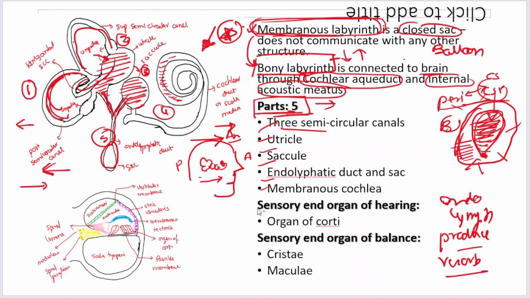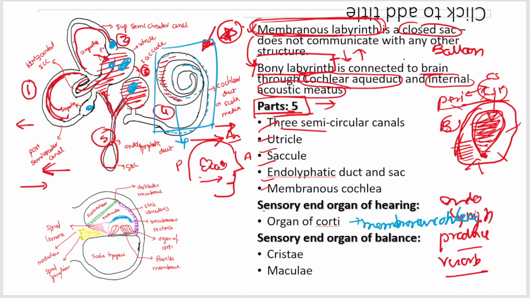Okay, now why is so much importance given to this question? It is because this membranous labyrinth houses, or within it are present, the crista, which are present in the ampullae, and the macula, which is present in the utricle and saccule, and the organ of Corti, which is present throughout the membranous cochlea. So this organ of Corti, which is the sense organ of hearing, is present in the membranous cochlea.